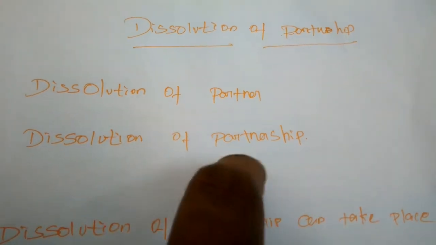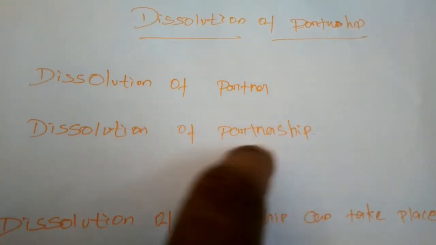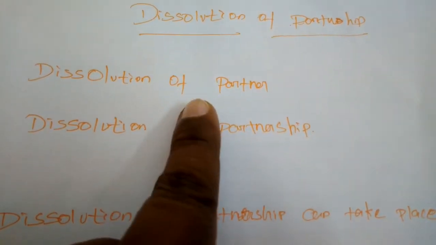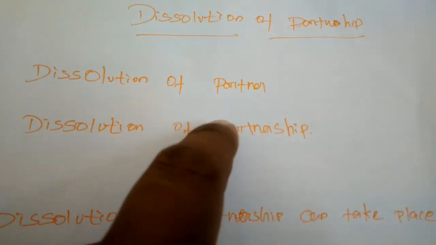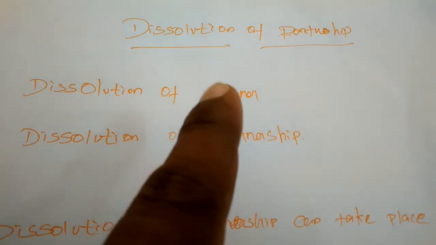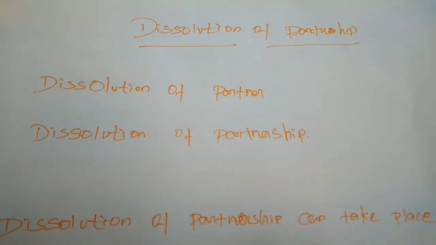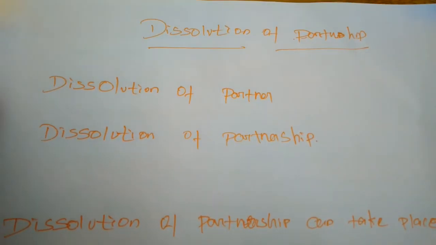So after dissolution of the partnership, the company will come to an end. After that, the firm will not continue. But in the dissolution of a partner, after one partner is dissolved, the business firm will continue in future, because only one partner is leaving the organization and in his place another partner will come. So the business firm will continue in future.